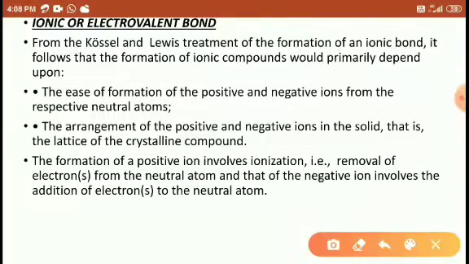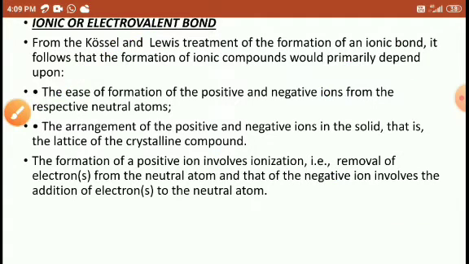So next is the ionic or electrovalent bond. Kossel and Lewis discussed the formation of ionic compounds. The formation of an ionic compound primarily depends upon the formation of positive and negative charges, and the positive and negative charges attract each other to attain a crystalline solid. In the formation of positive ions, ionization occurs by removal of electrons from the neutral atom, and negative charge forms by addition of electrons. So this is the primary rule on which the formation of ionic compounds depends.